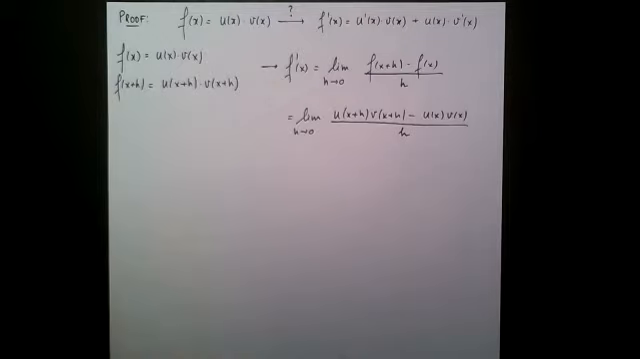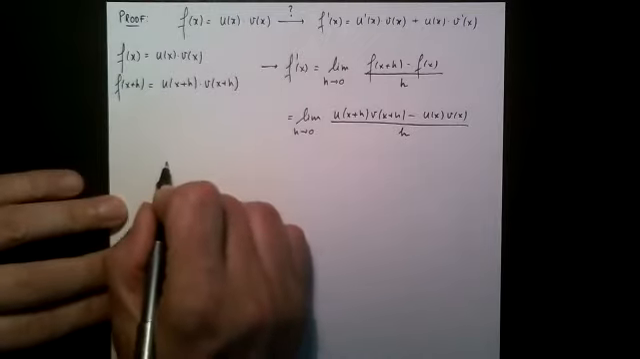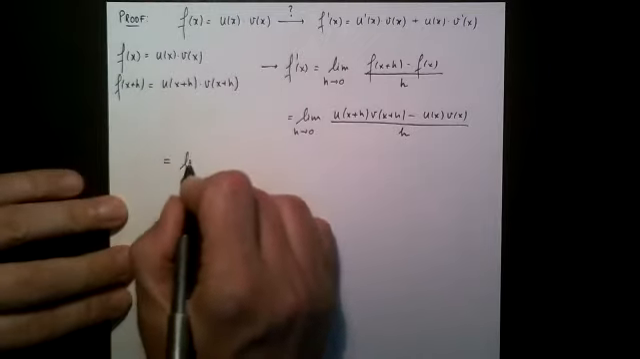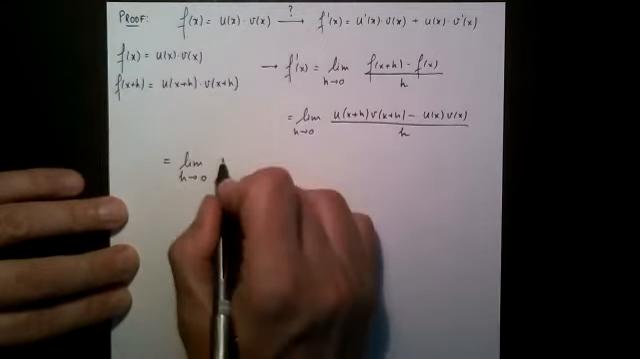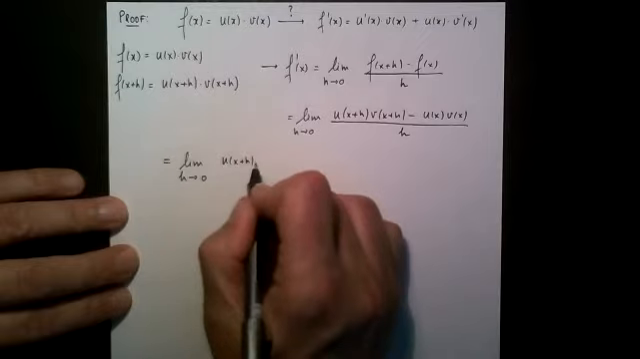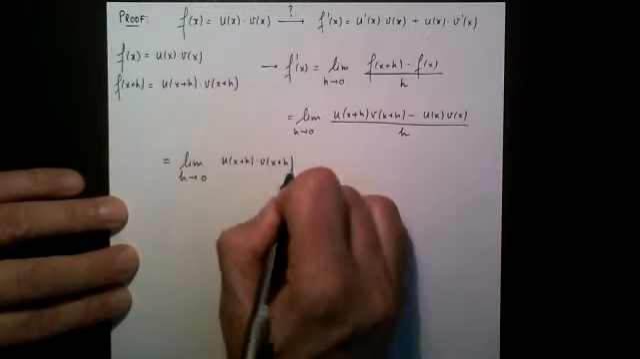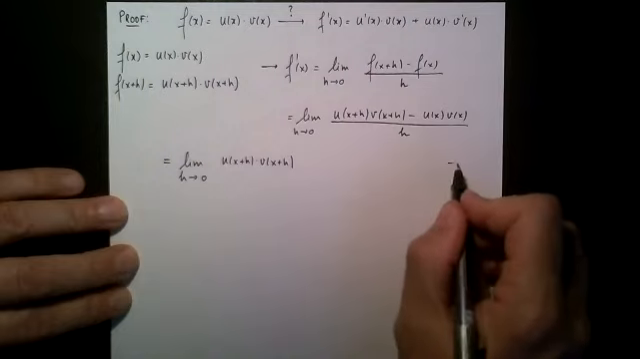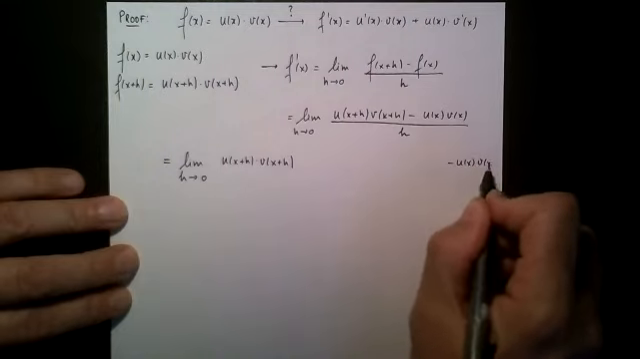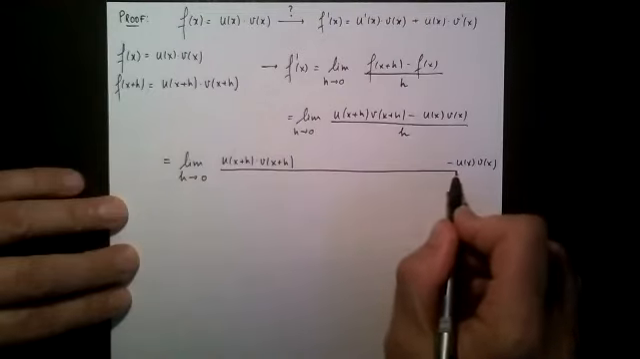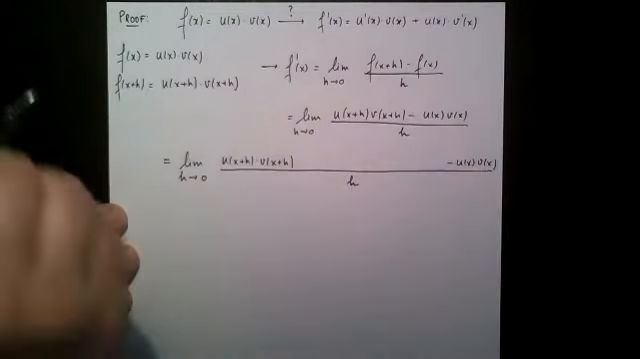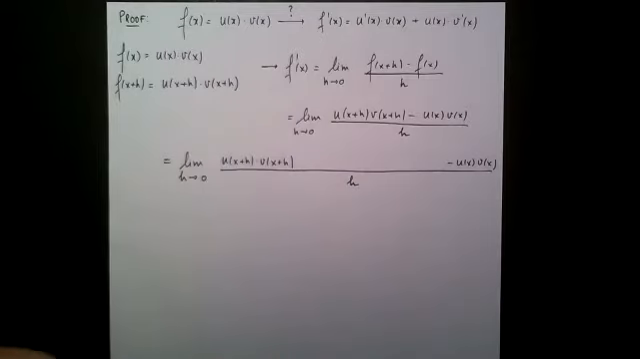Okay, so at this point, we have to be a bit creative now. Okay, so equals, I'm going to do it here. Limit as h approaches 0. And now on top, I want to do u of x plus h times v of x plus h, and minus u of x times v of x. You see that I left a big space in the middle. Okay, so I'm leaving a space because I'm going to add something and minus something here.